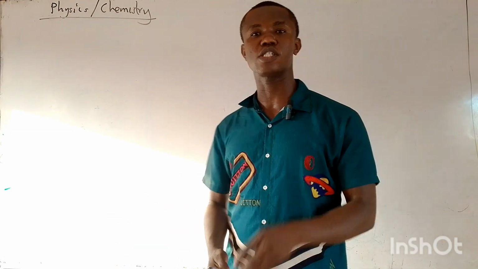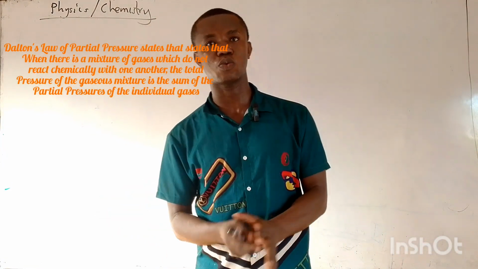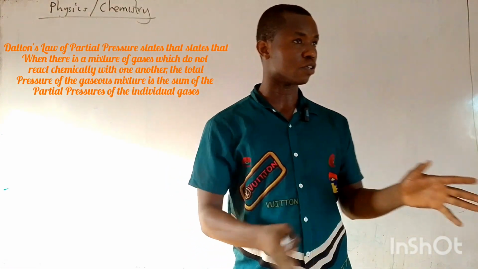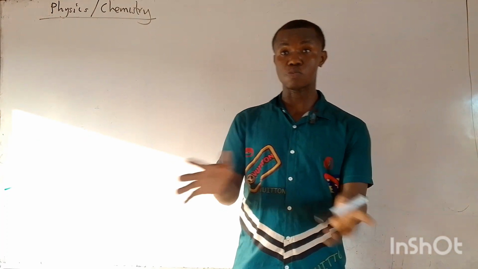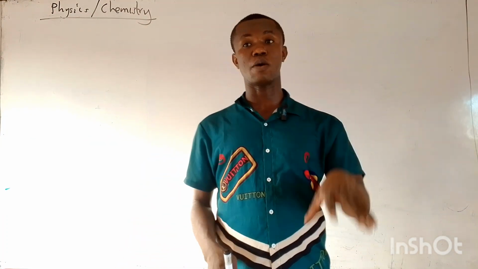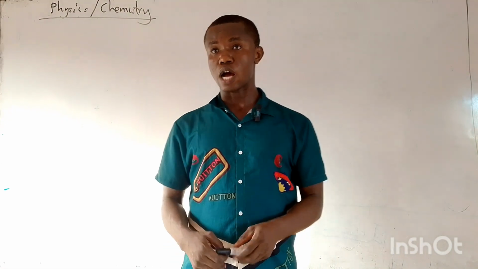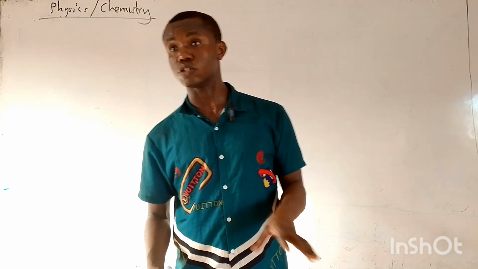Then we talked about Dalton's law of partial pressure, which states that when there's a mixture of gases which do not react chemically with one another, the total pressure will be the sum of the partial pressures of the individual gases, right? And we talked about how we can get the partial pressure from the total pressure, that is multiplying the total pressure by the mole fraction. I also told you that volume fraction is also the same thing as mole fraction.